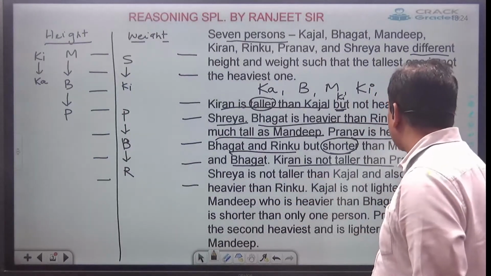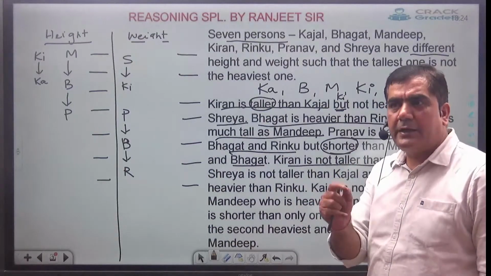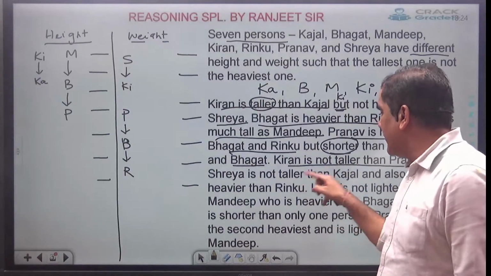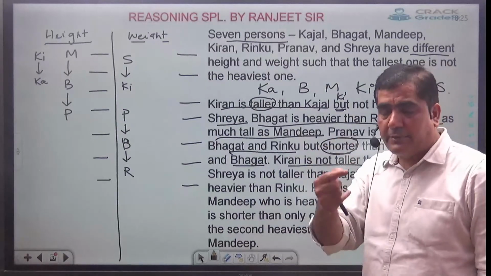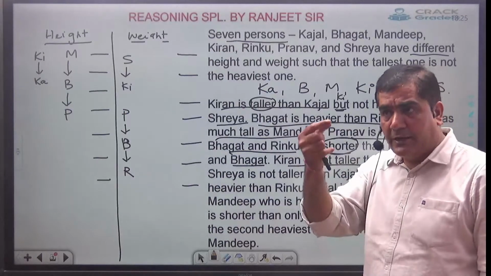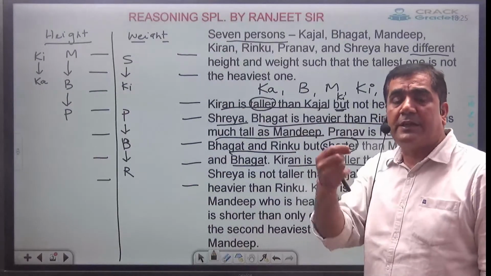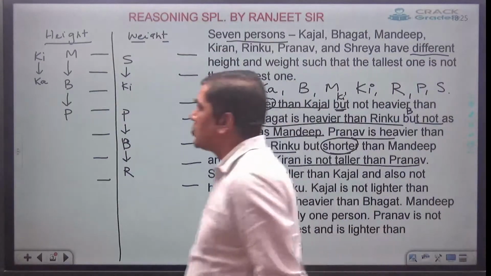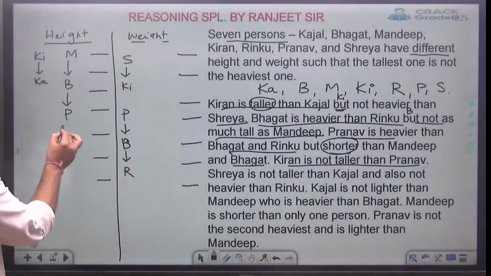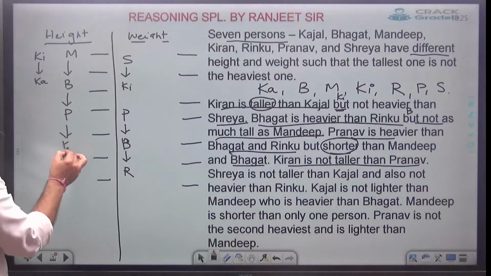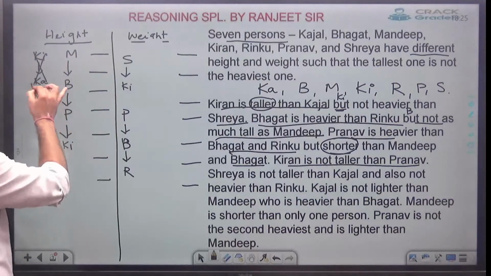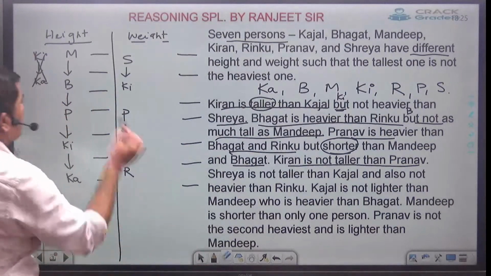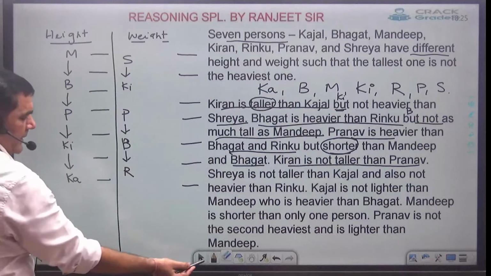Kiran is not taller than Pranav. Taller means talking about height. Kiran is not taller means Kiran must be shorter, which means Kiran must be below. So Kiran should be below Pranav. Pranav is over here, so Kiran needs to be below this one. And already we know below Kiran is Kajal, so Kajal will be over here. That's the way we have to combine these statements.